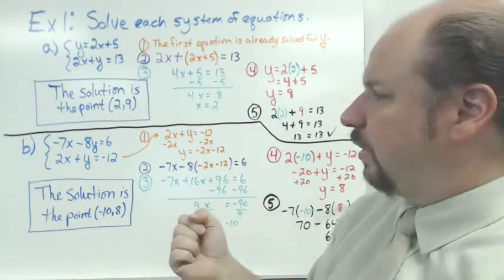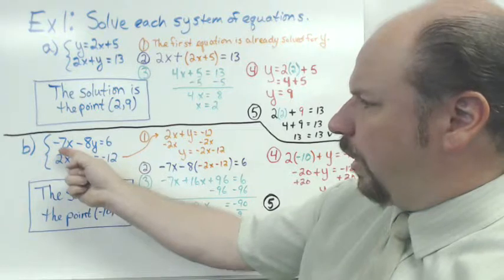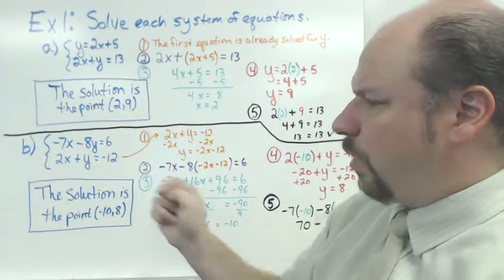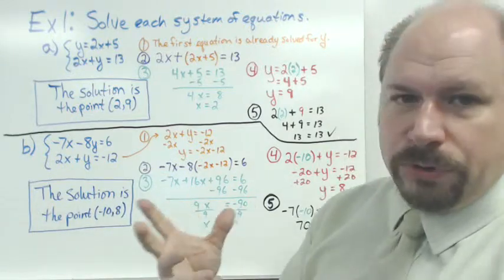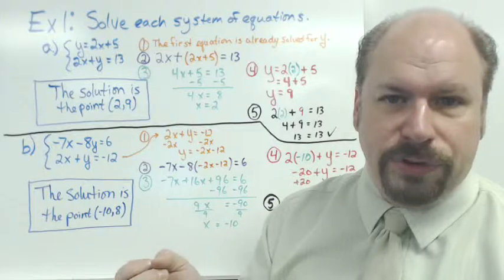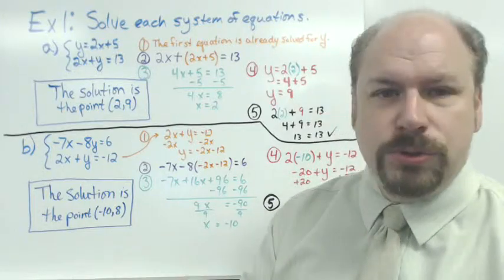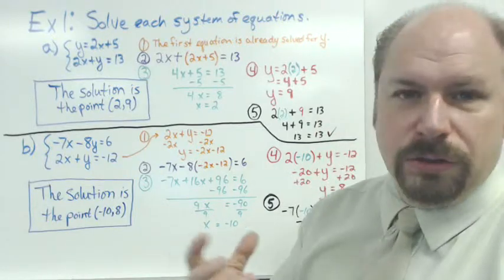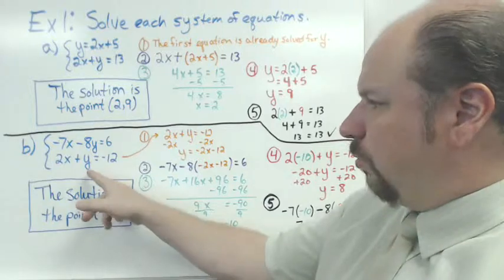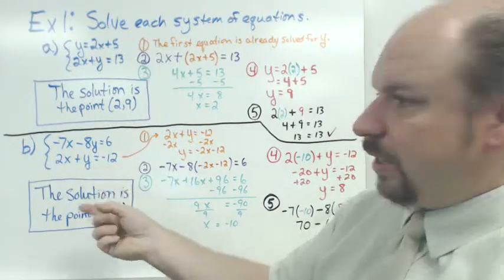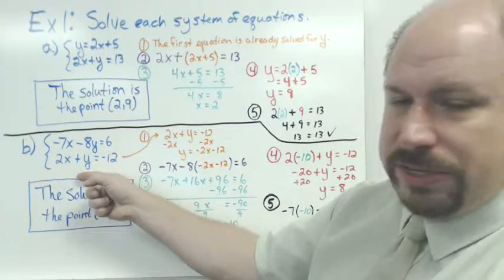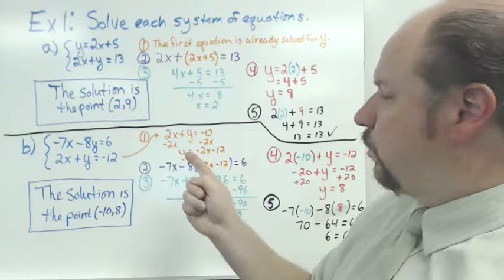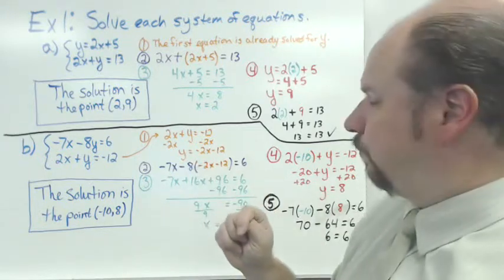Okay, let's take a look at another example. We have negative 7x minus 8y equals 6, and 2x plus y equals negative 12. Remember, the first step is to solve one of the equations for one of the variables. I usually like to choose one that has smaller numbers or looks easier to work with. Notice this one just has y by itself, so we can very easily solve this equation for y by subtracting 2x from both sides. We get y equals negative 2x minus 12.